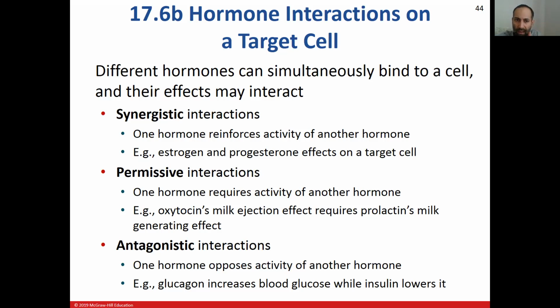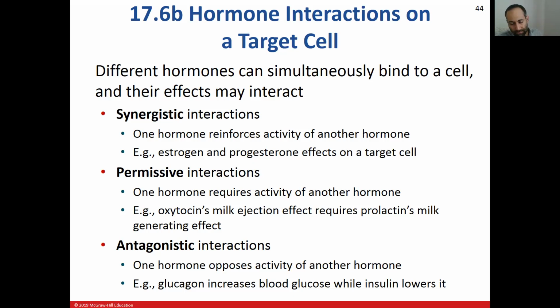They work together, right? During your menstrual cycle also, estrogen levels are high for the first 14 days of your cycle, then progesterone levels start to rise for the rest of the 14 days, the last 14 days of your cycle. They work hand in hand, okay? And the function of both estrogen and progesterone is to prepare your body for pregnancy and lactation, okay? Permissive interaction is when one hormone requires the activity of another hormone. And the example given here is oxytocin and prolactin, those two hormones.